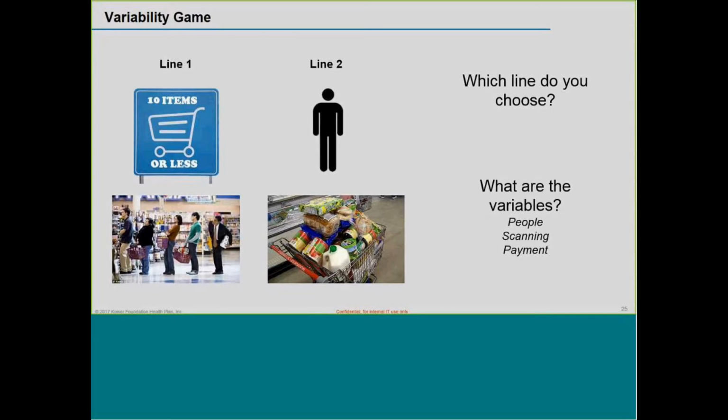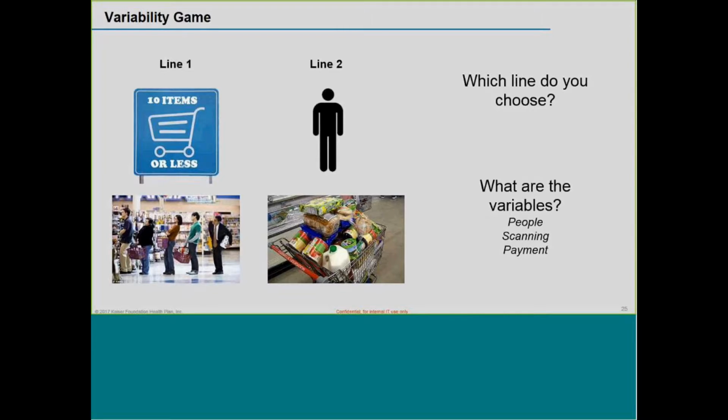If you chose the 10 items or less line, what are the odds that that line's going to be moving faster, and you're next in line and then the person in front of you pulls out a pocket full of nickels, pennies, and dimes to pay for their items? I don't know what the odds are, but it's happened. It's happened to me. It's probably happened to you.